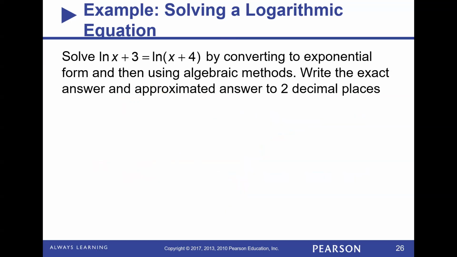Okay, let's try again. And again, remind yourself that it does not always tell you what method to use. So again, take a peek at what you have to do. On this one, I'm going to solve natural log of X plus 3 equals the natural log of X plus 4.